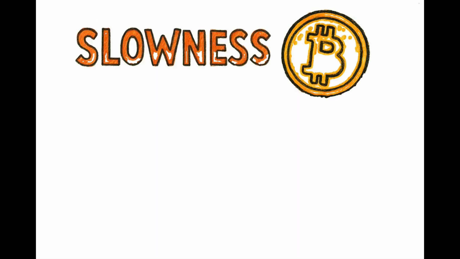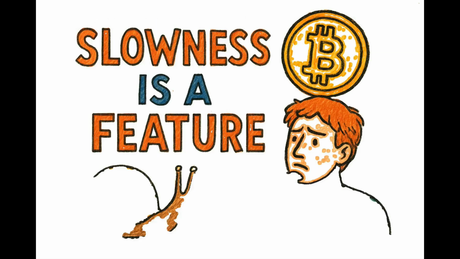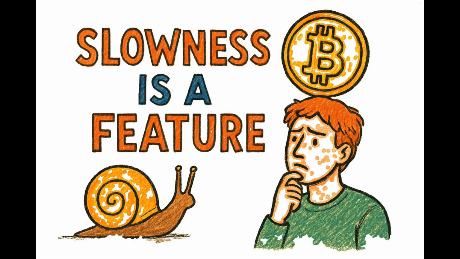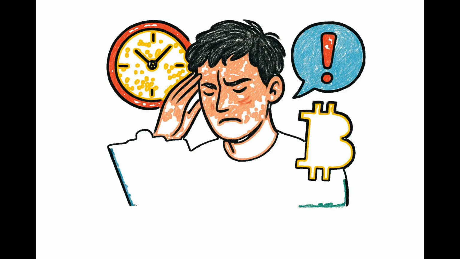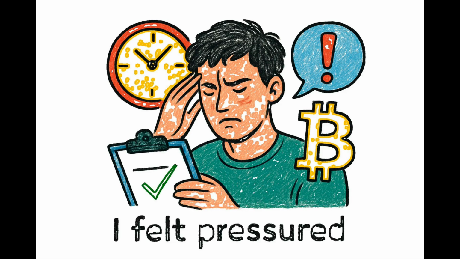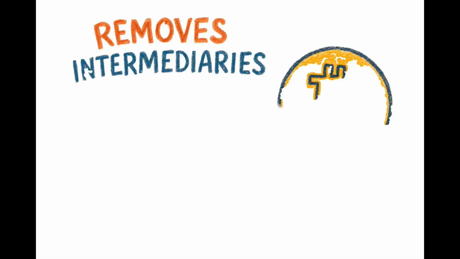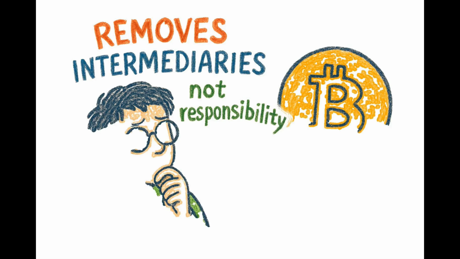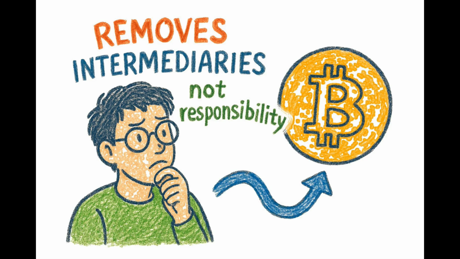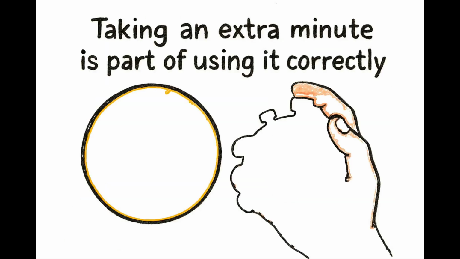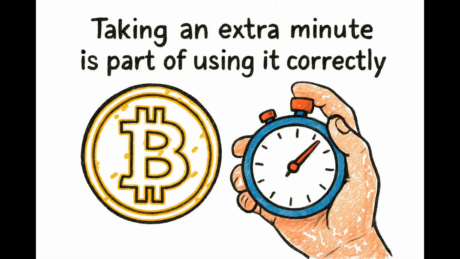What I wish I knew when I sent my first transaction is that slowness is a feature, not a weakness. I felt pressure to get it right quickly, as if hesitation meant I didn't understand Bitcoin. The insight that changed my mental model was realizing that Bitcoin removes intermediaries, not responsibility. Taking an extra minute is part of using it correctly.